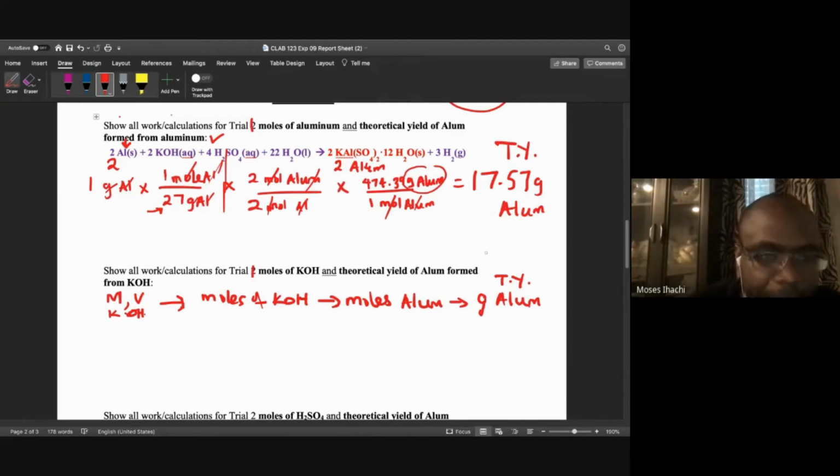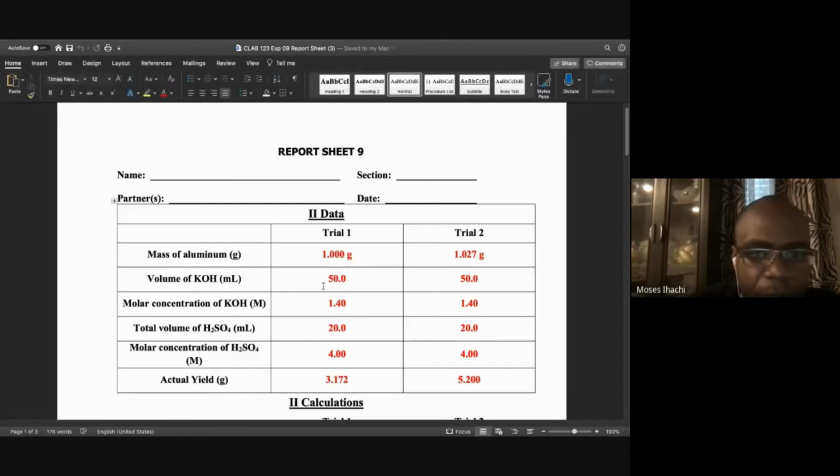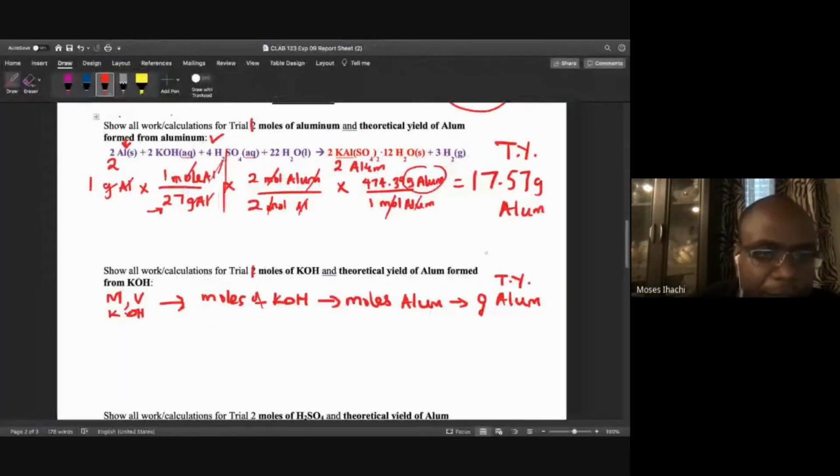So looking at the chart, we are given the volume of KOH to be 50 ml. The molar concentration is 1.4. Just like we did in the last lab, you do not want to use the volume in mLs. You want to use it in liters. And again, you also need the formula: moles equals concentration (molarity) times volume. That's why I'm saying the volume must be in liters.